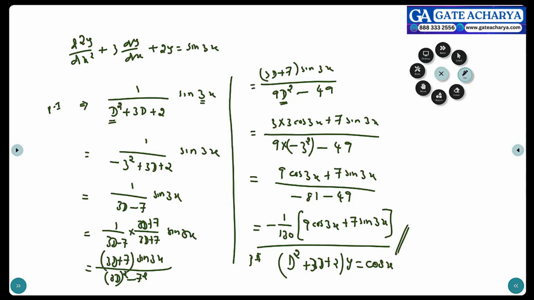So the answer is 1 by 10 into (3 sin x plus cos x). In both the numerator and denominator we have common minus signs, and they cancel. Then we get 1 by 10 (3 sin x plus cos x) as the answer. So that's all for these three types.